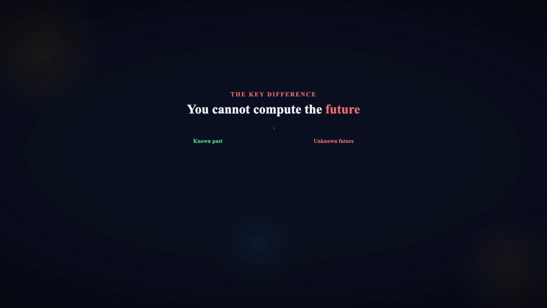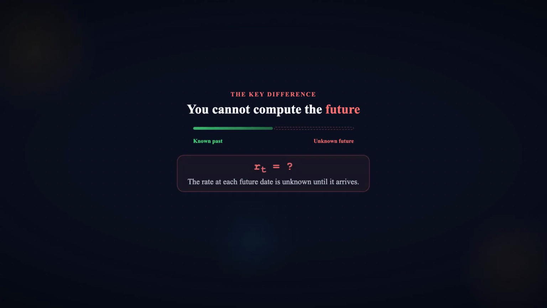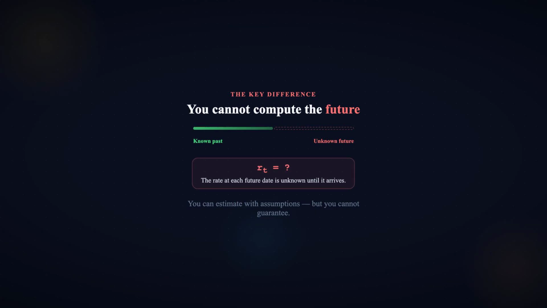Here is why this matters. The interest you receive each month depends on a rate, R sub t, that is unknown in advance. The subscript t means the rate at time t. And because R sub t is unknown, you cannot calculate your future interest or your ending balance with certainty. You can estimate. If you assume the federal funds rate will stay at 4% for the rest of the term, you can project what you will earn. But that projection is a guess, not a guarantee.